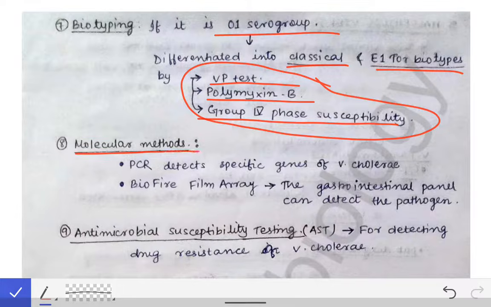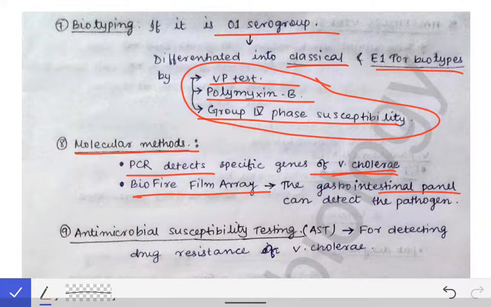Other than that, we can use molecular methods to diagnose Vibrio cholerae, because molecular methods are far more advanced techniques and very easy to perform. PCR detects the gene of the Vibrio cholerae toxin, and other than that, we can also use the BioFire FilmArray.